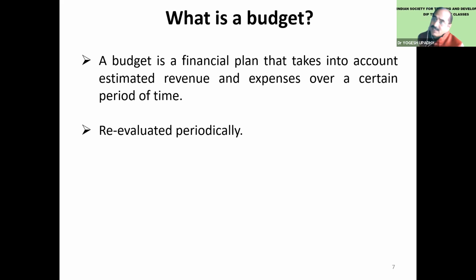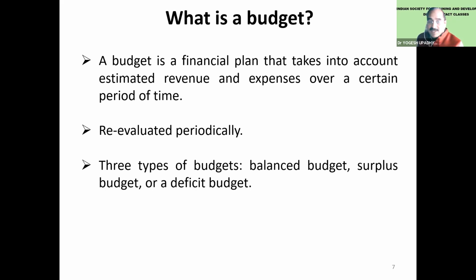It may be a quarterly budget, a monthly budget, right? Re-evaluated periodically. We re-evaluate, we revisit whether we are going as per that. 3 types of budget: balanced budget, where whatever came in went out, with zero difference. There is no deficit, no surplus. Surplus budget, where we have more revenue, less expenditure. Deficit budget, where the expenditure is more than revenue.